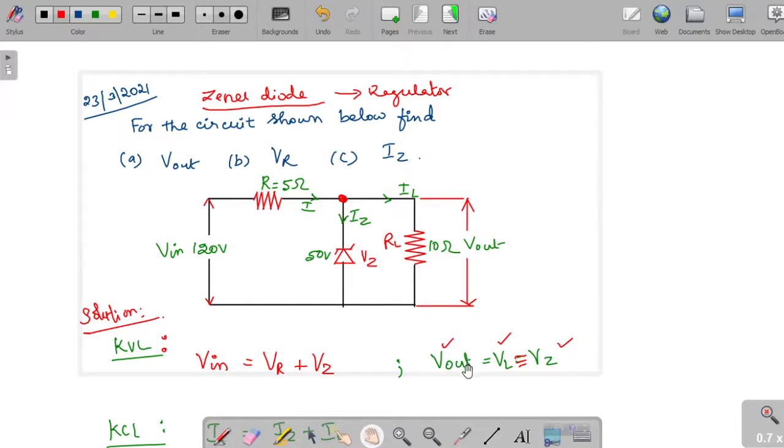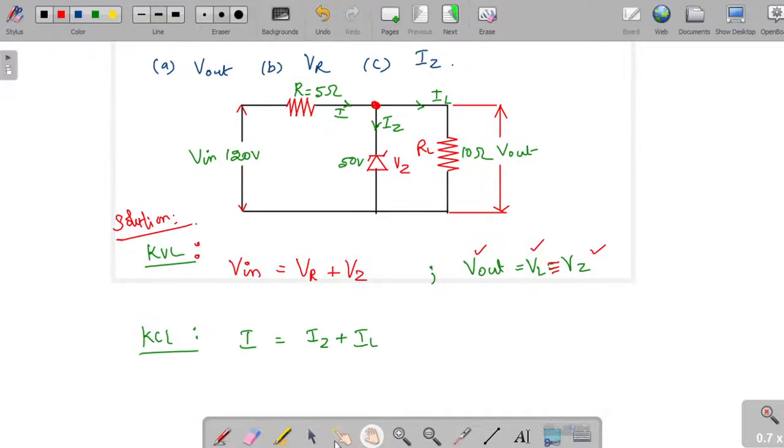So what is V out? By seeing this we can say what is V out, isn't it? So V out can be calculated using this formula. It is given in this diagram itself. So V out is equal to 50 volts. From the diagram, no need of calculation, by seeing this itself we can say V out is equal to VZ. VZ is given in the problem itself, in the diagram itself. So we got the first answer.